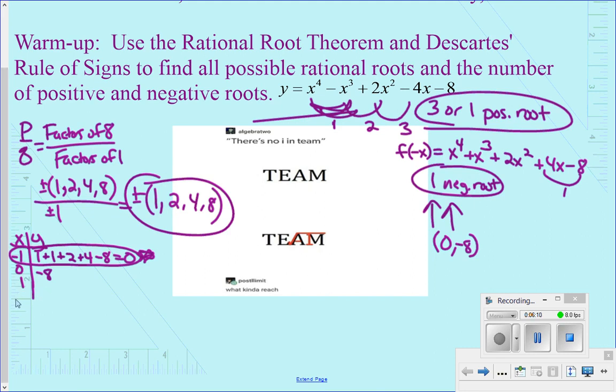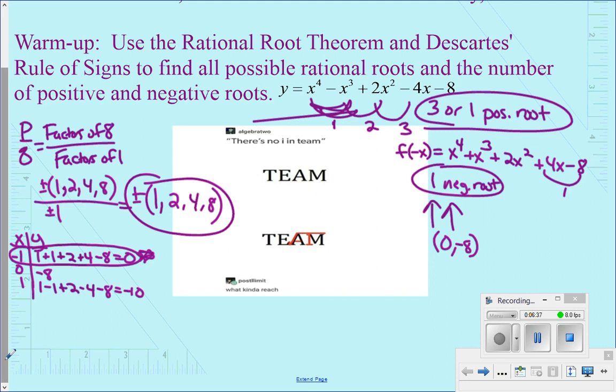Now putting 1 in. 1 to the 4th is 1. 1 cubed is 1, so 1 minus 1. 1 squared is 1 times 2 is 2. -4 times 1 is -4. And last, -8. So 1 minus 1 is 0, plus 2 is 2. 2 minus 4 is -2, and -2 minus 8 is -10. So we're not getting a root there.